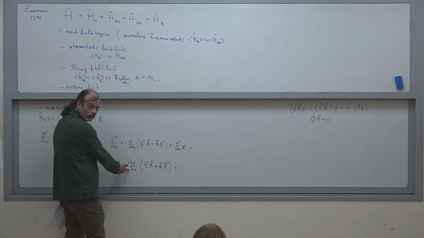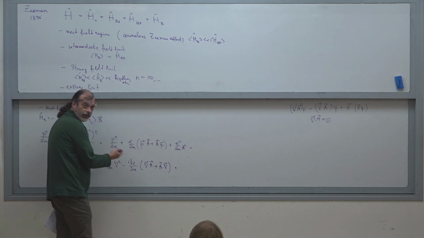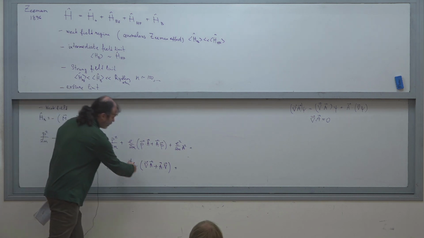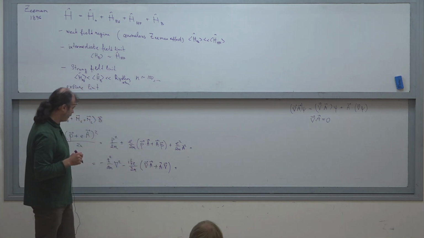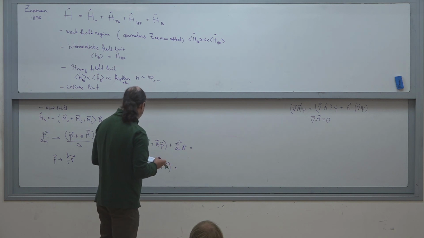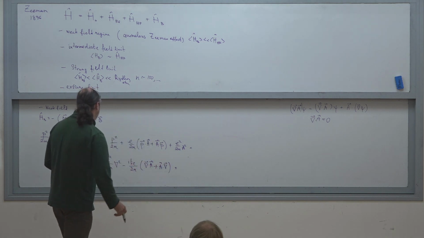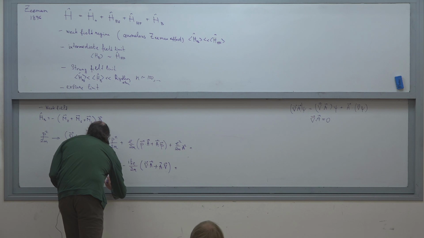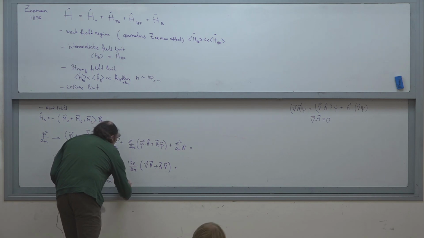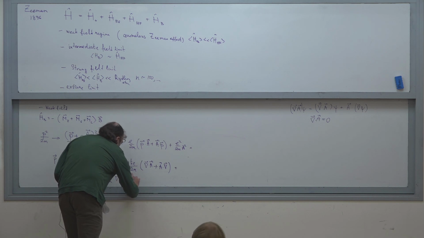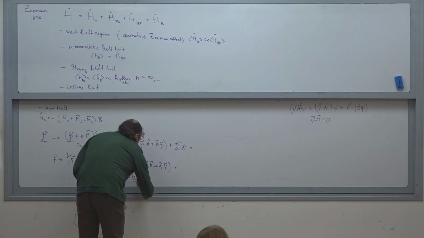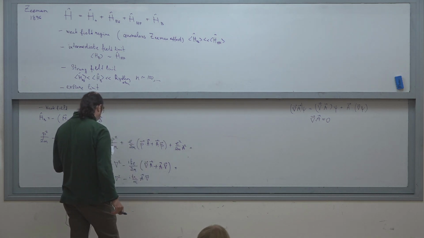So this one plus that one gives us a factor of 2, and the factor of 2 cancels here. So we will have this term twice, two times larger. If I continue, then I will have minus h bar squared divided by 2m multiplied by the Laplacian, minus i h bar e divided by m multiplied by A multiplied by the gradient.